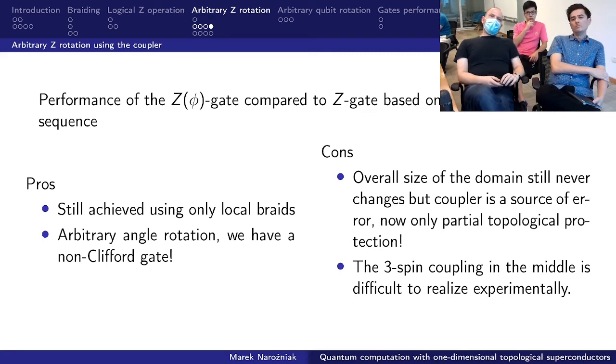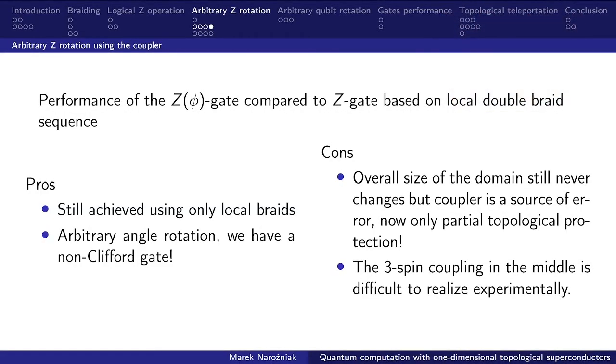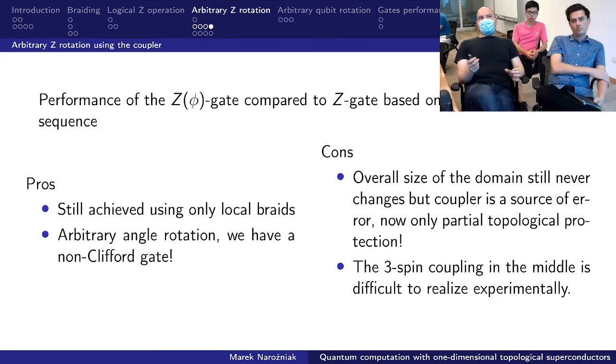Nevertheless, the advantages are that it still relies only on local braids. It allows you to do any angle rotation, so it is a non-Clifford gate. The disadvantage is, even if the overall length of the domain doesn't shrink, in the middle of the protocol the domain gets entangled with the coupler, so the coupler can act as a source of error. So the coupler has to be really high fidelity for this to work, and this is what we call partial topological protection.